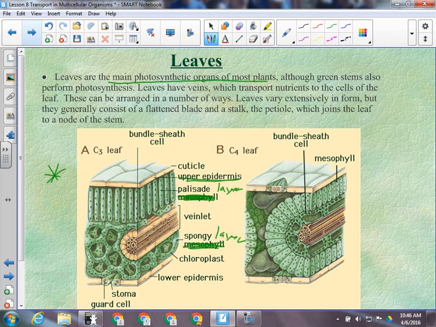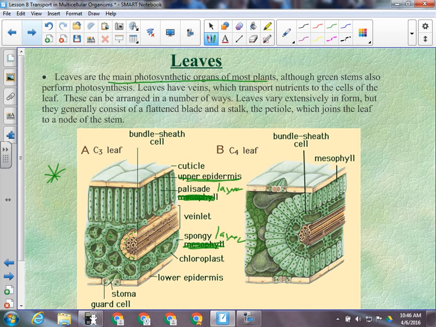What's the other thing that these cells are going to produce? They're going to produce oxygen, but they're also going to produce? Nope, they take in CO2. Sugar. Yeah, they're going to make sugar. Well, the sugar is going to go into these cells right here, and that's going to shoot down to the roots, or the other non-photosynthetic parts of the plant.